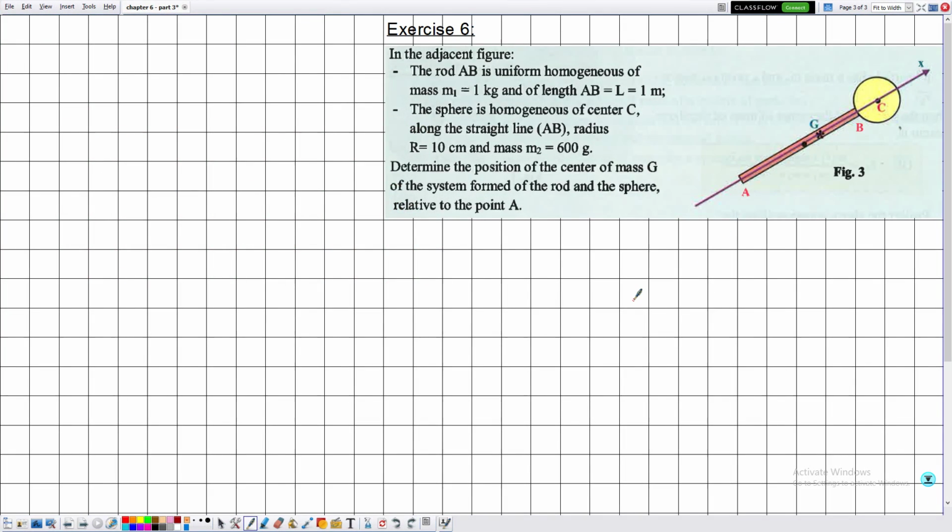Now exercise number 6. They are telling me that in the adjacent figure the rod AB is uniform, homogeneous, of mass m1 equal to 1 kilogram and of length AB equal to L equal to 1 meter. So let's start with the first body, which is the rod, and we have that m1 is equal to 1 kilogram and its length AB is equal to 1 meter, which is equal to L. Now the sphere is homogeneous of center C along the straight line AB, radius R. So we have the second body, which is the sphere.